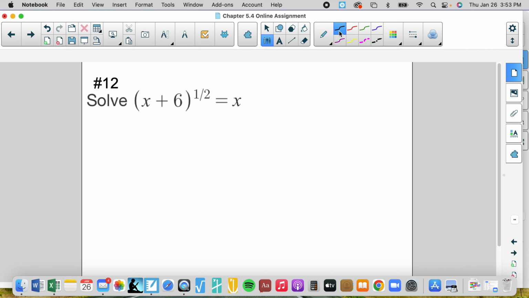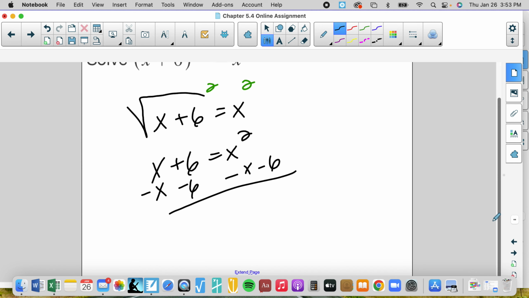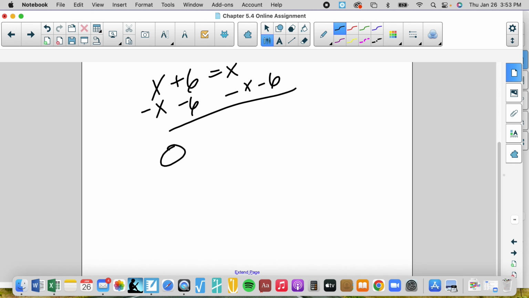So this can be written, I'm going to convert this. This is the square root of x plus 6 equals x. I'm going to square both sides. I get x plus 6 equals x squared. I want my x squared to be positive. That's my leading term. So I'm going to move this stuff over. And that leaves me with 0 equals x squared minus x minus 6.